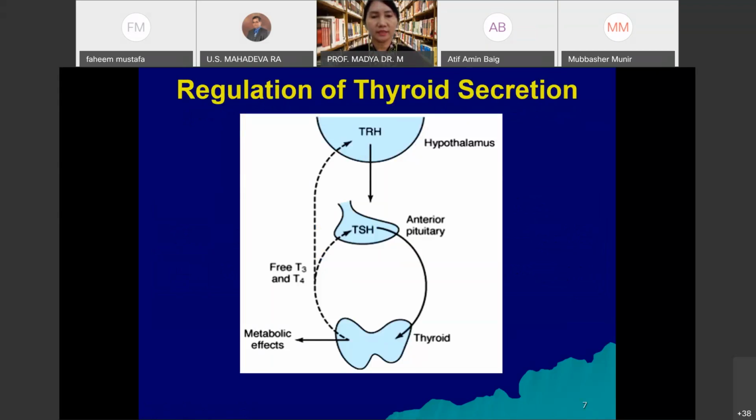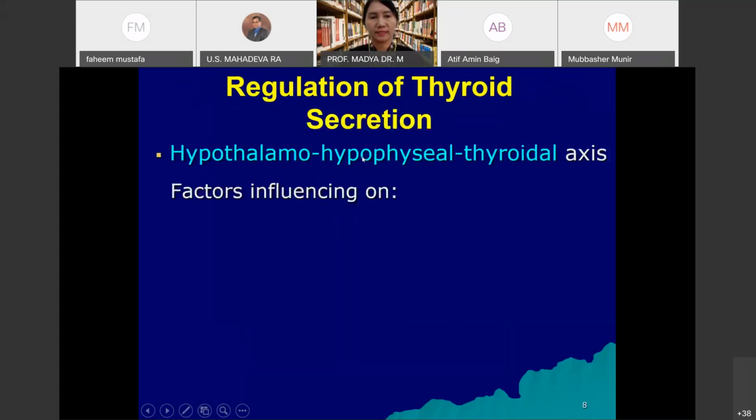So I would like to explain briefly the basic knowledge for the regulation of thyroid hormone secretion. From the hypothalamus, TRH is secreted to act on the anterior pituitary to stimulate the thyroid stimulating hormone, which acts on the thyroid gland to secrete T4 and T3 to give the metabolic effects. So when there is an increase in the free form of thyroid hormone in the plasma, they give negative feedback action on the anterior pituitary as well as on the hypothalamus. This is called the hypothalamic-pituitary-thyroid axis.